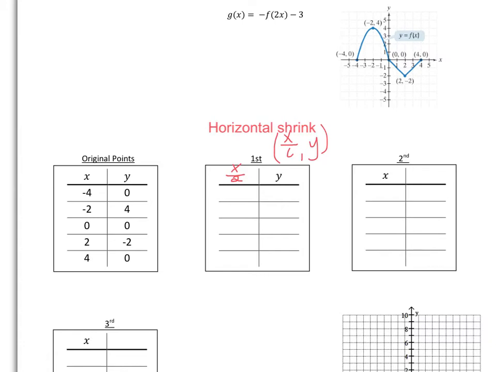So that this was 0, 4, 0, negative 2, and 0. So in that way you don't get confused.